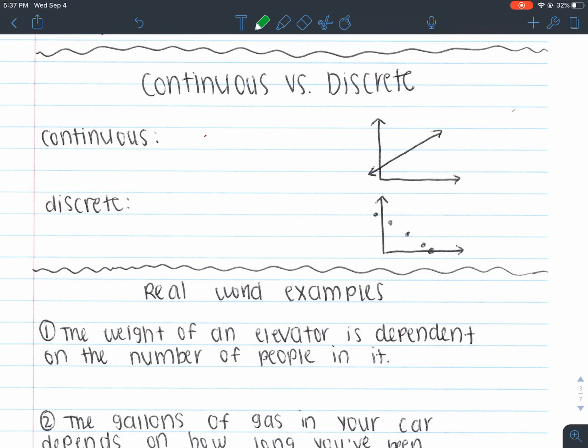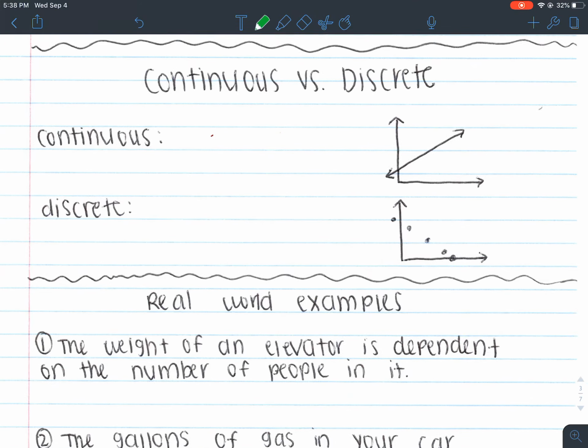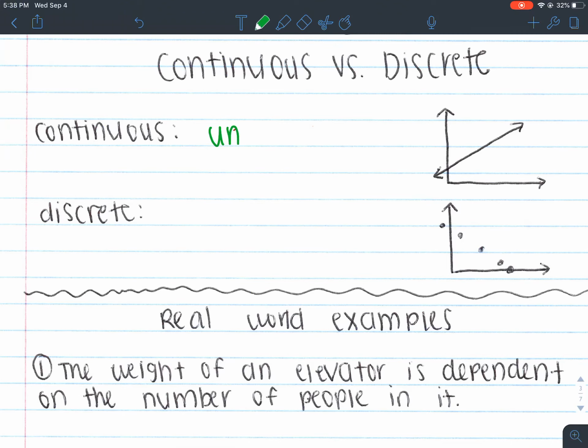So here we're given two graphs. We have one with a solid line and one with a bunch of points. The obvious difference is that one is solid and the other one has a bunch of different points. So a continuous graph would be an unbroken graph, and discrete would be isolated points.